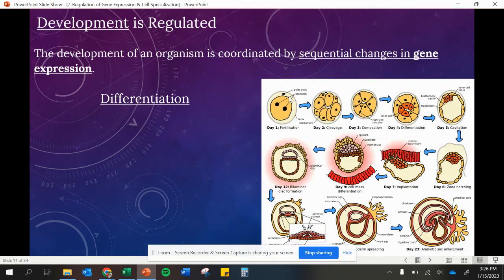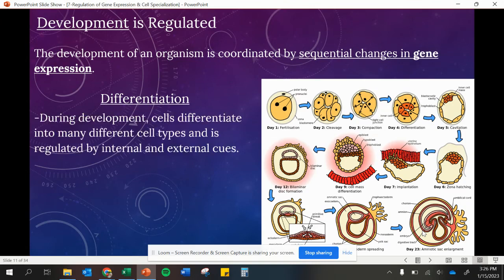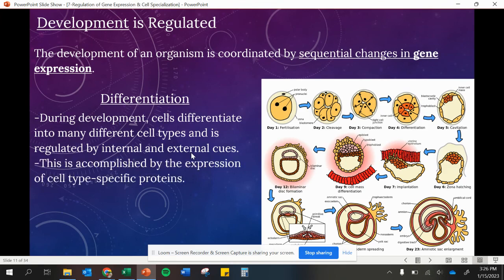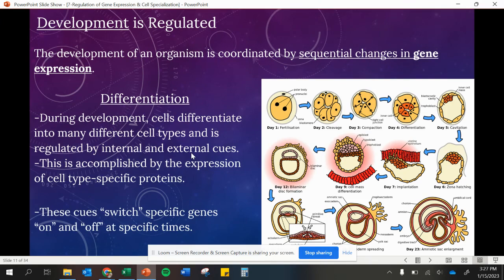So here is showing the very early stages of a cell before it develops into an organism. And we eventually get to where we have different types of cells. You don't have to get into all the details of this diagram, but just know that we have different types of cells that are going to go on to do different functions. And this is all regulated through gene expression. Internal cues, but also external cues, are involved in this signaling as well. So this is accomplished by the expression of cell type specific proteins. Yes, so it's different depending on the cell type. It will express different proteins. So we can think of these also kind of as switches.